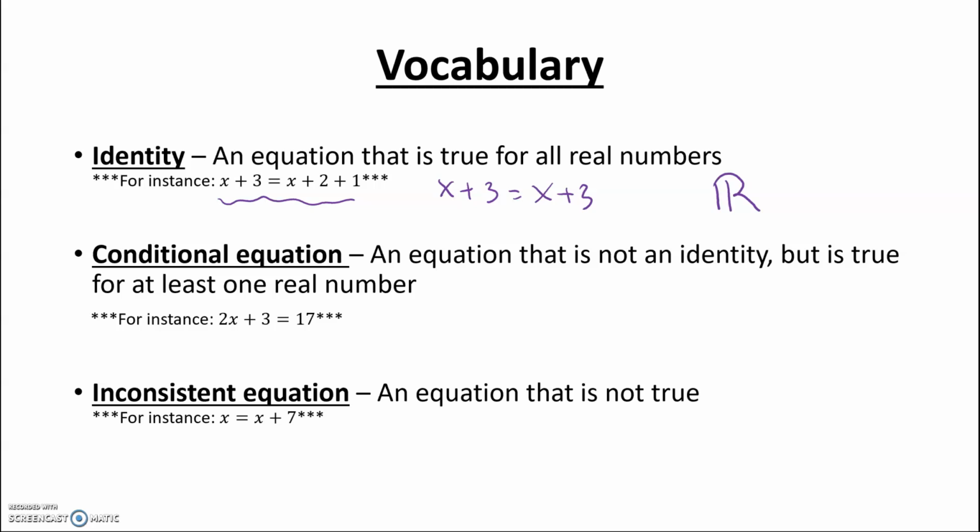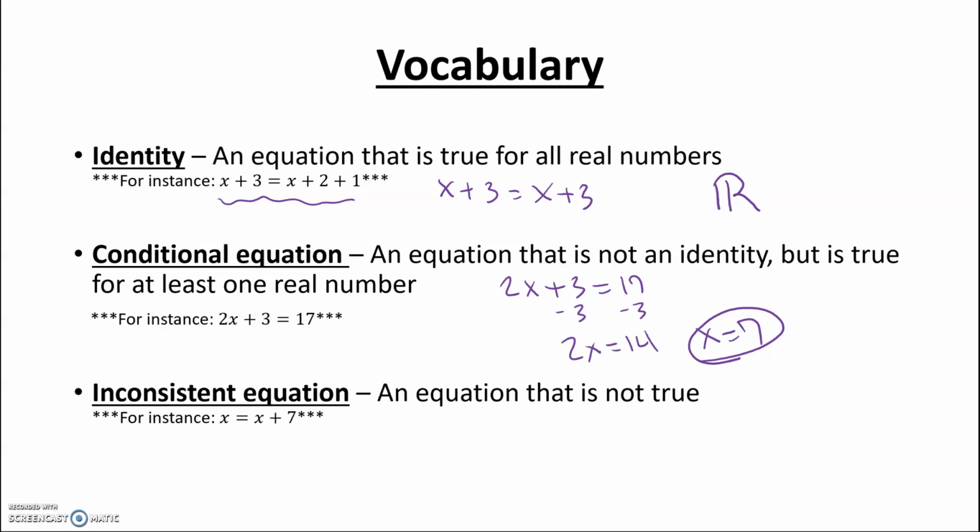The next is a conditional. This is what you're used to. This is going to be true for one real number. So a good example, 2x plus 3 equals 17. Subtract 3 from both sides. 2x equals 14. And x equals 7. So that is considered a conditional equation. Again, under that condition that x equals 7, this is considered to be true.